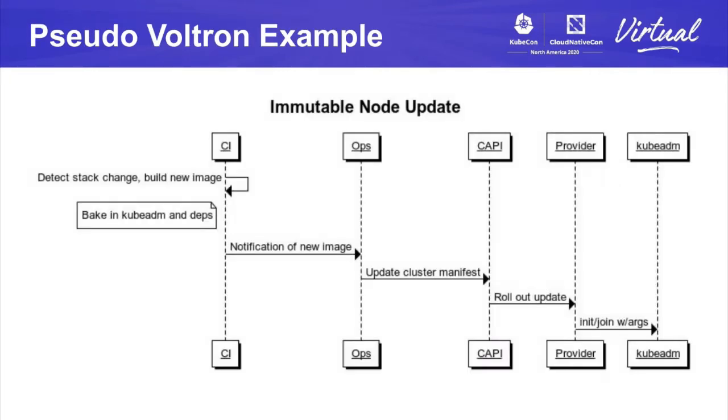On this slide, you can see a pseudo Voltron example. It's an immutable node update type of scenario. So on the left side, we have a CI that triggers a rebuild of artifacts, notifies an operator to update cluster manifests that are potentially consumed by the cluster API. The cluster API can then perform a rolling update, then a bootstrap provider, which in this case is kubeadm, to trigger the new nodes to join the cluster.